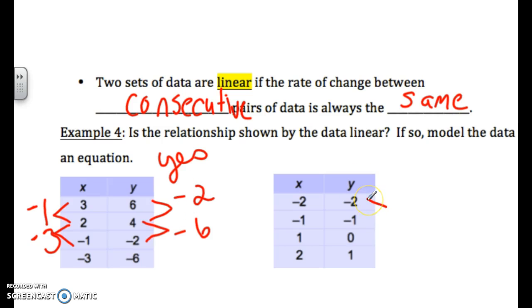Let's check this one. So from negative 2 to negative 1, I go up 1. So if I did change in y over change in x, it would be 1. From negative 1 to 0, I go up 1. However, from negative 1 to 1, I go up 2. So that would not be linear because they don't have the same rate of change.